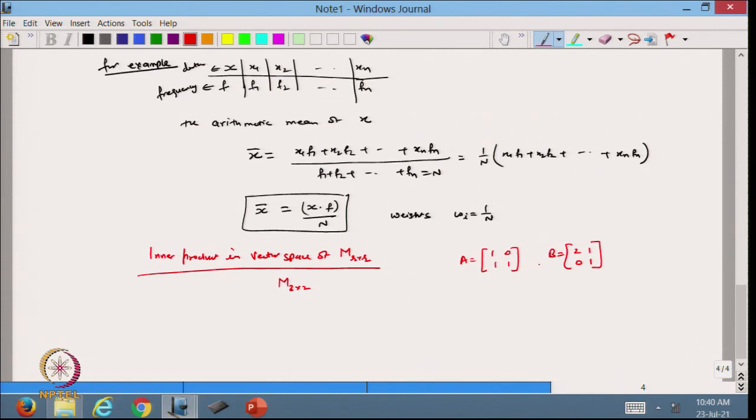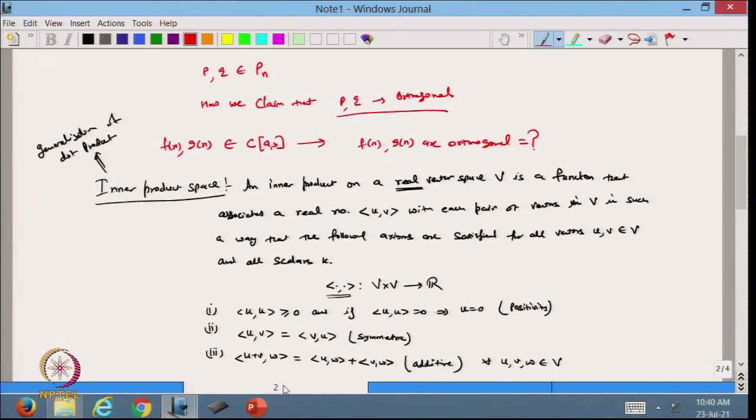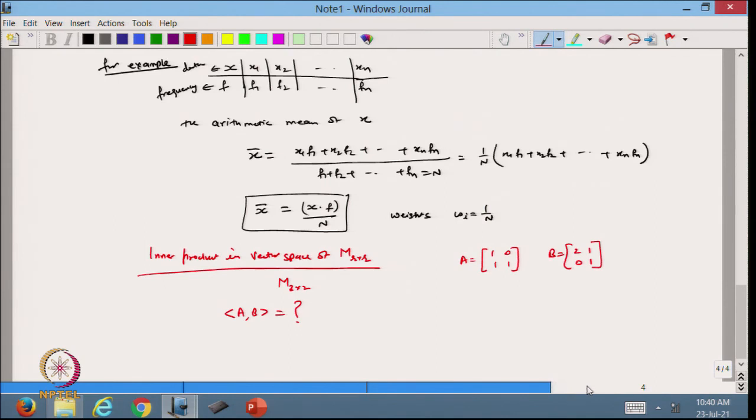Now, I want to say that these matrices A and B are orthogonal to each other, or I want to take the inner product of A and B. So, how can we define it? I want to define the inner product of A and B. If we define an inner product, then it should satisfy all these 4 conditions, then only we say that the inner product is well defined. So, let us take the definition.